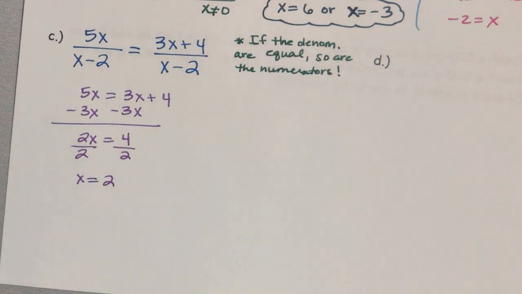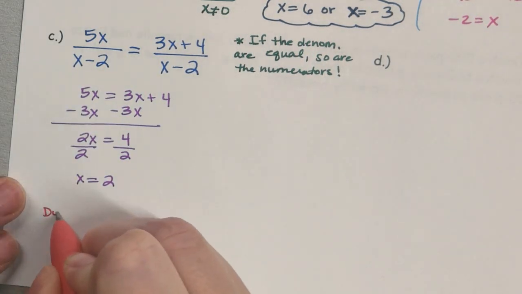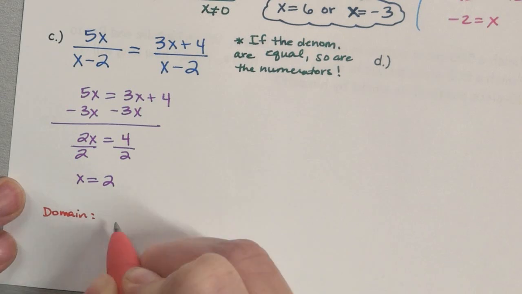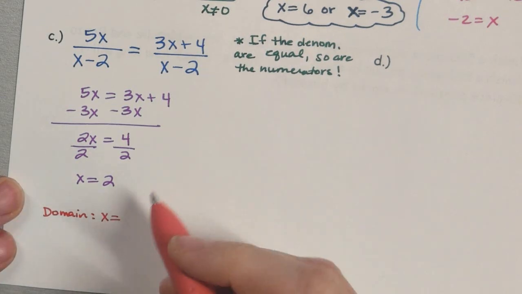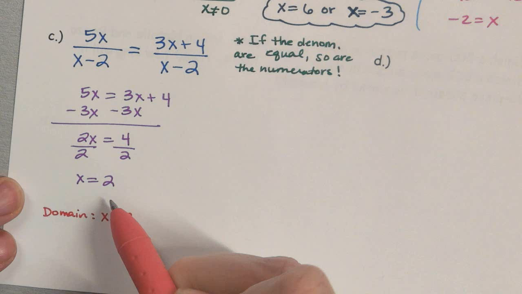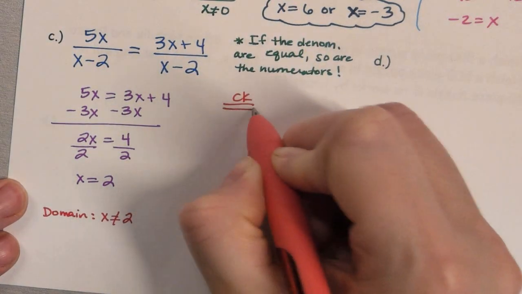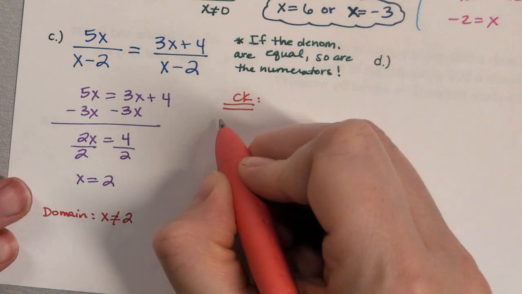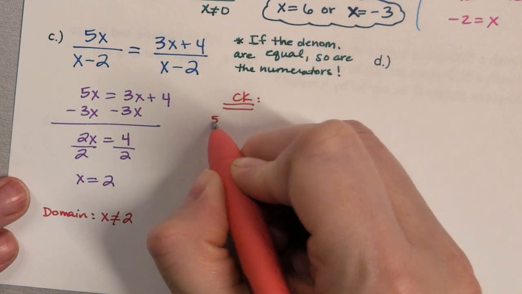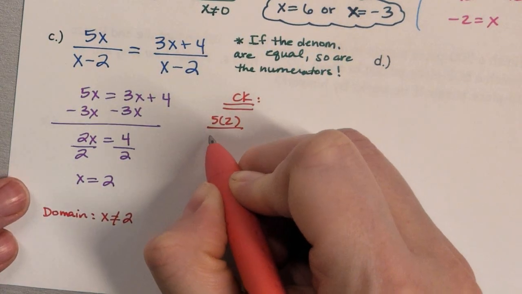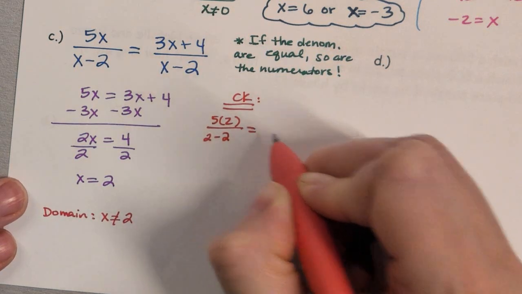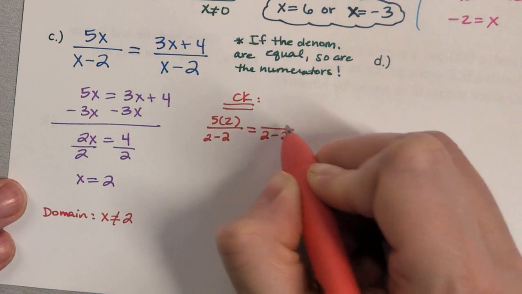All right, now let's think about the domain. So if the LCD is x minus 2, what's the domain? What can't x be here? Okay, so when I plug this in, something should happen that makes me not be able to move forward. So if I plug in 2, I have 5 times 2 over 2 minus 2. Therein lies the problem, right?